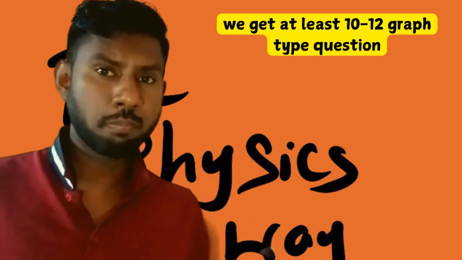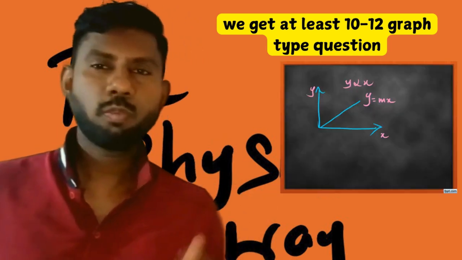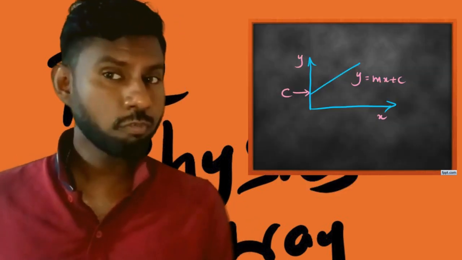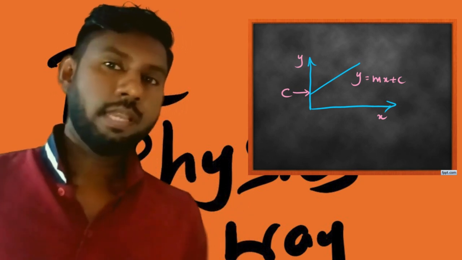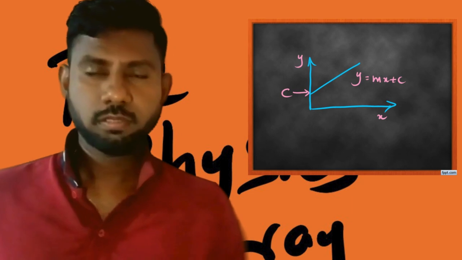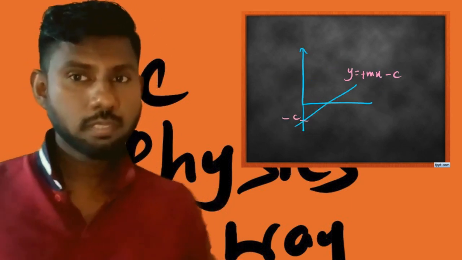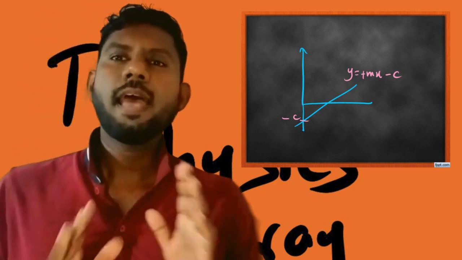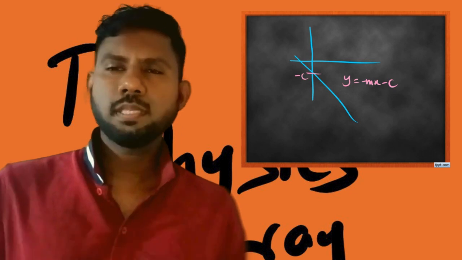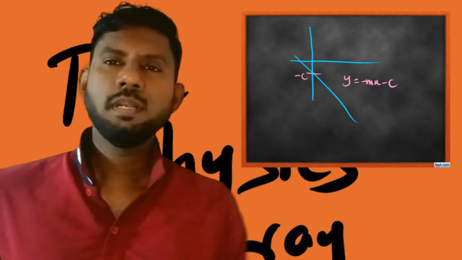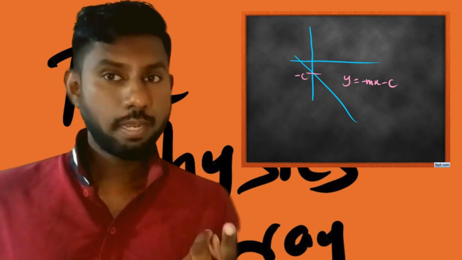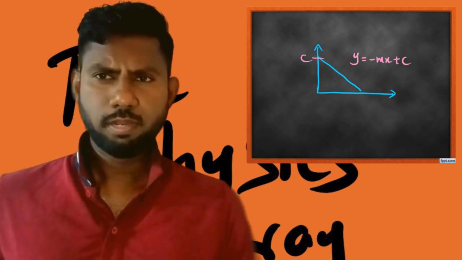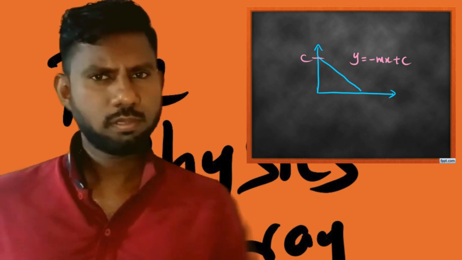So this is the first type of graph you are getting. The easiest one, y equals mx graph. Then y equals mx plus c graph. The c is the intercept, m is the gradient, right? Then y equals mx minus c graph, negative intercept, and then y equals minus mx graph, y equals minus mx minus c graph, y equals minus mx plus c graph, right? These are the basic ones, right?